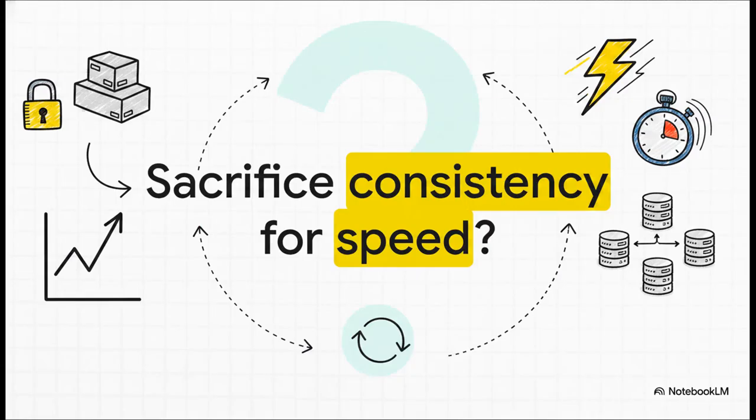So, I want to leave you with this to ponder as you architect your next application. In a massively distributed world, where every millisecond of search latency costs you money, are you willing to sacrifice immediate consistency to give your users a lightning-fast experience? There's no single right answer, only the right trade-off for your specific workload.